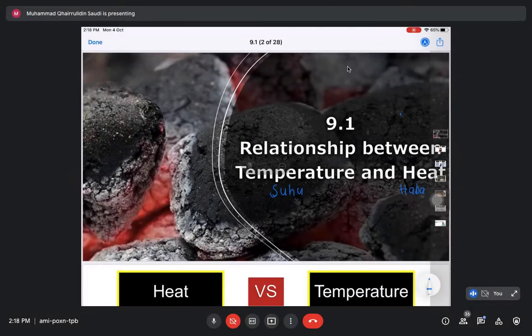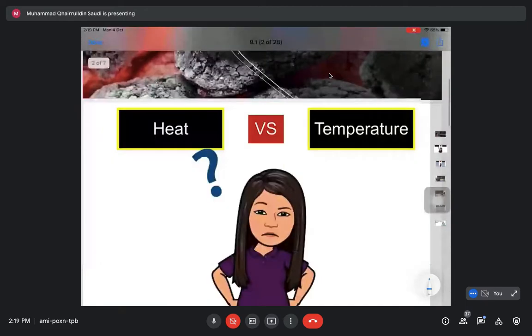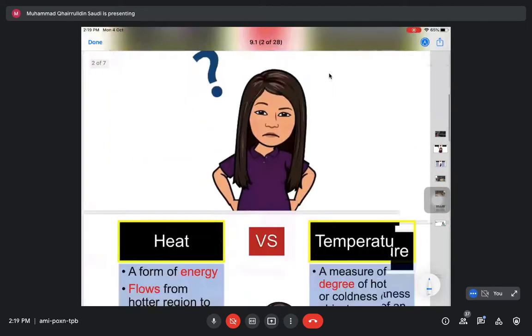Suhu dan haba ni berbeza, tetapi mereka saling berkait dengan sangat rapat. Sebab tu kadang-kadang ada yang salah faham. Dia ingat suhu tu sama dengan haba. Kemudian kita akan relatekan juga dengan panas yang kawan awak cakap tadi. Kenapa ada kaitan dengan panas? Okay, so let's start.